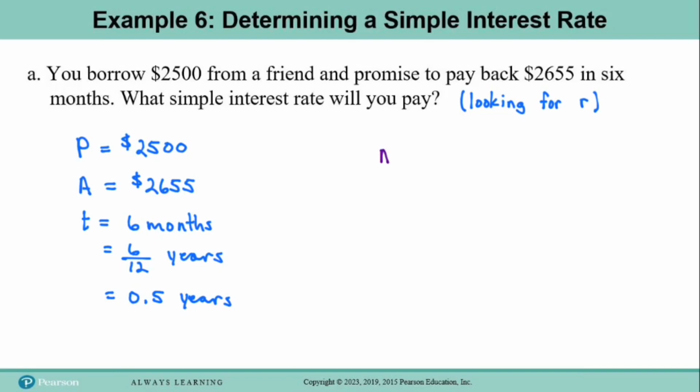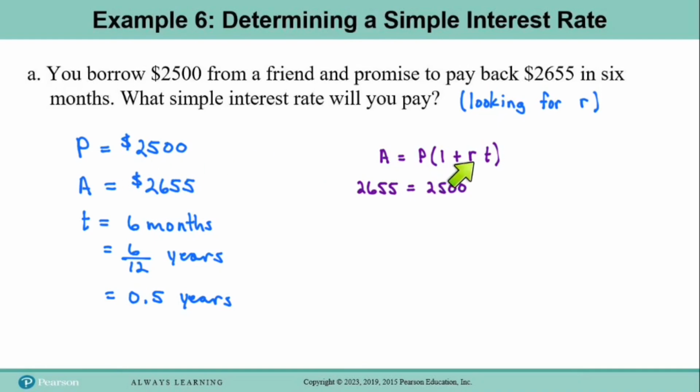So I'm going to start with the same formula that we've been using. So this is the A equals P times parentheses 1 plus RT. Let's plug in our known values. So we know that A is future value, and that's 2,655. We know that P is the present value or the principal, and that's 2,500.